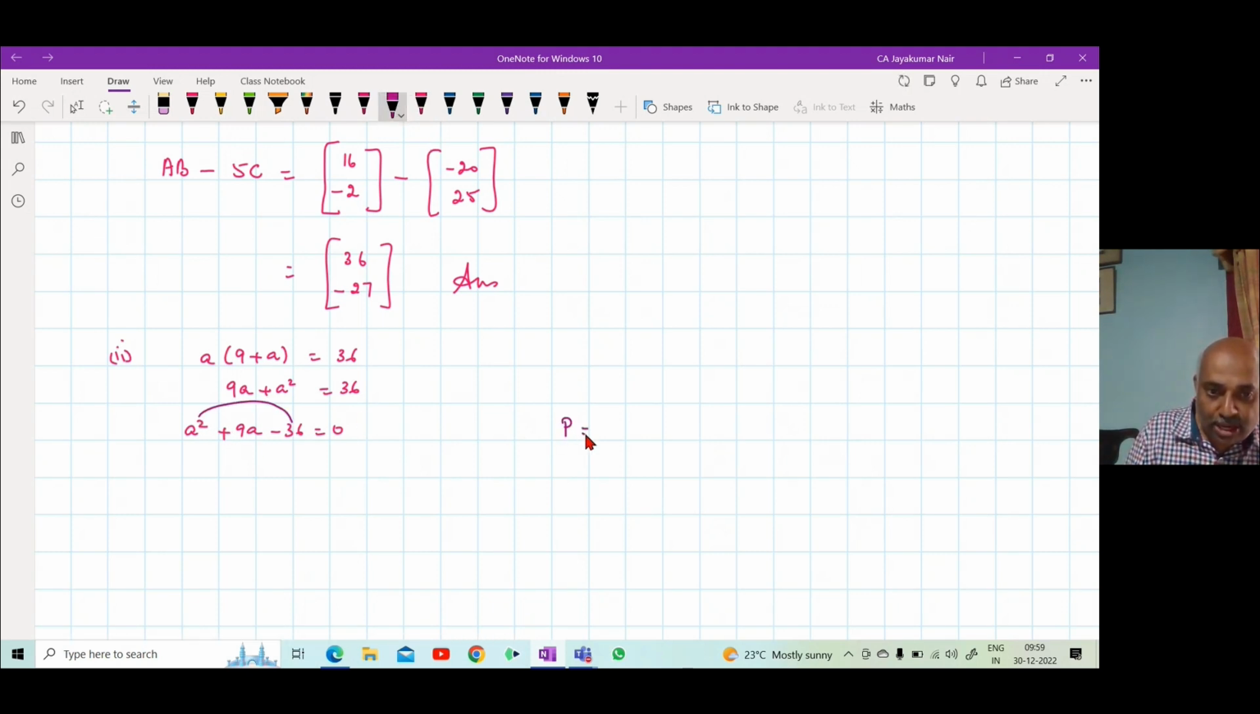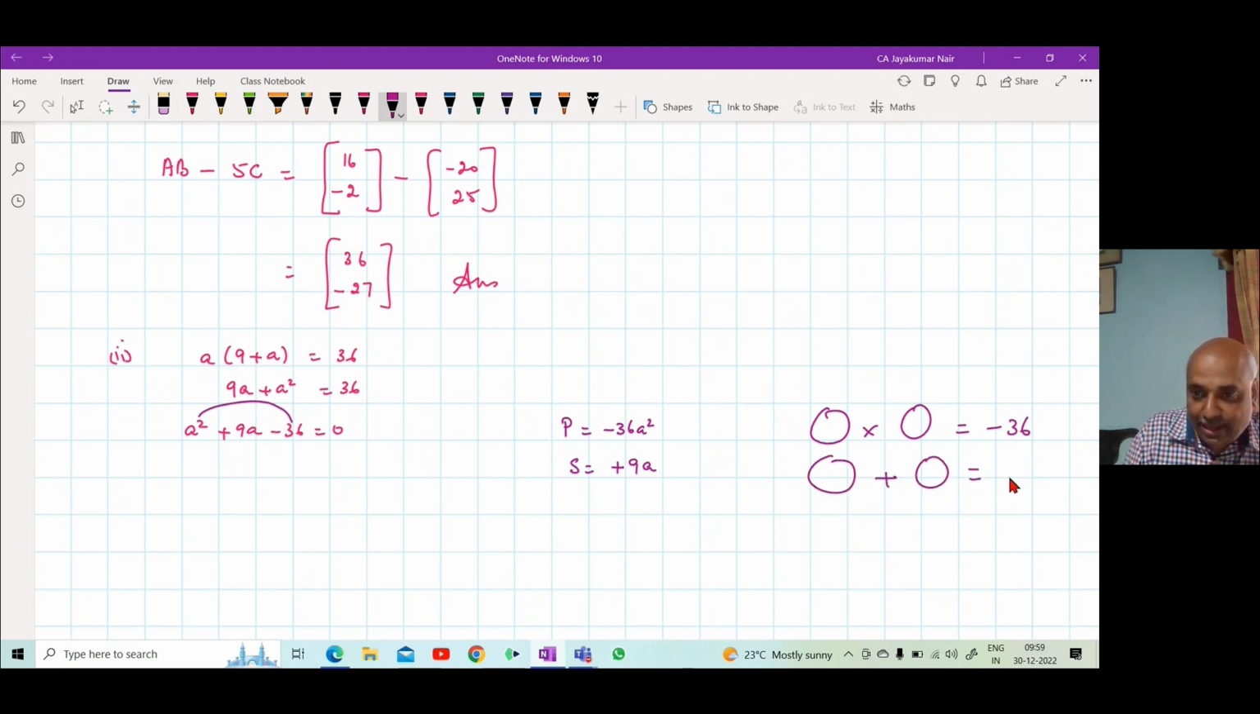So you will see the product is minus 36A squared, and the sum should be plus 9A. So you must find two factors such that when you multiply the two, you get minus 36. When you add them, you should get plus 9. So what into what will give you minus 36, and the same numbers when you add them, you must get plus 9A.